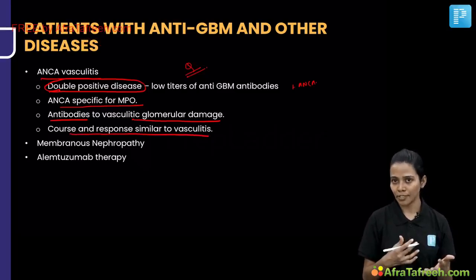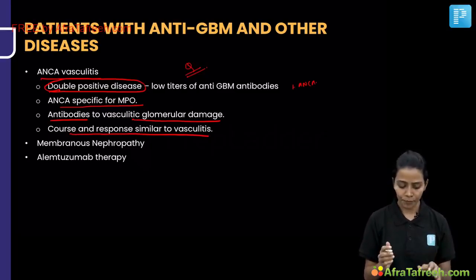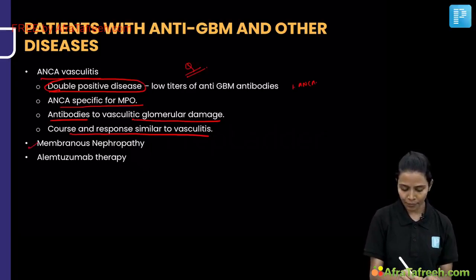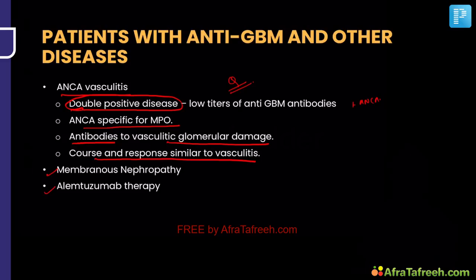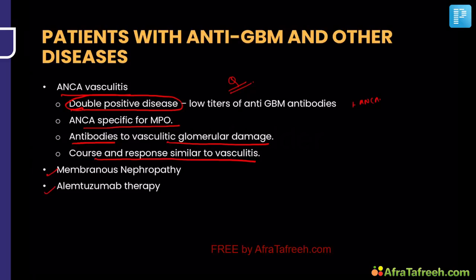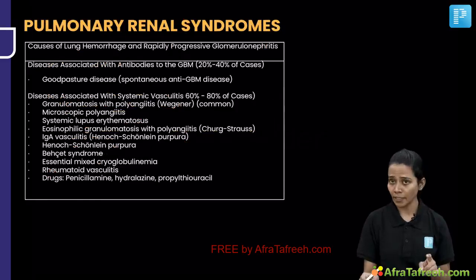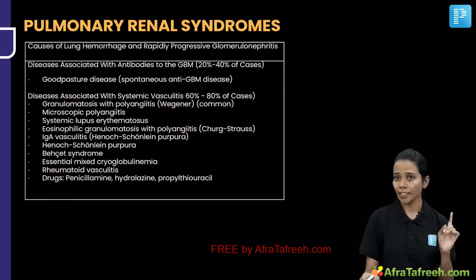Whatever response to the disease is similar to vasculitis. The other condition is membranous nephropathy and alemtuzumab therapy, so that is not very important. You have to remember this double positive or dual positive disease. You have to remember that the response is similar to vasculitis and not similar to anti-GBM. So this is the pulmonary renal syndrome that we discussed in the first slide.